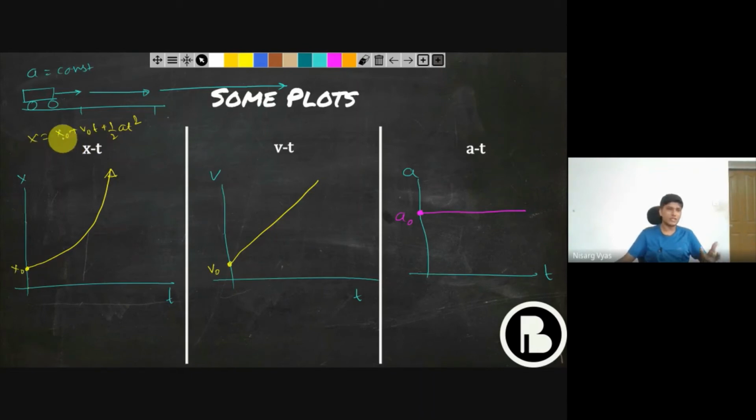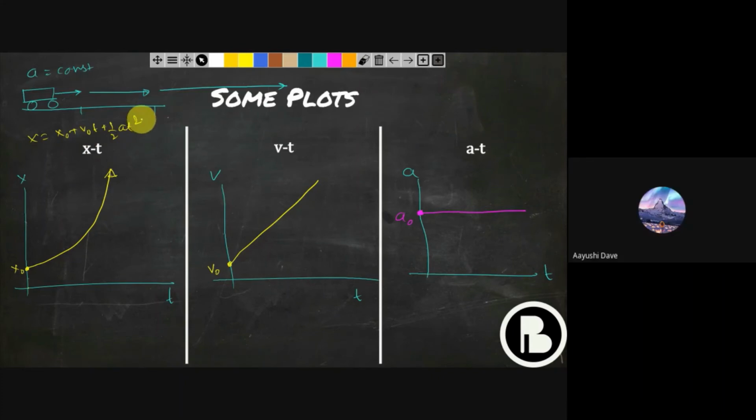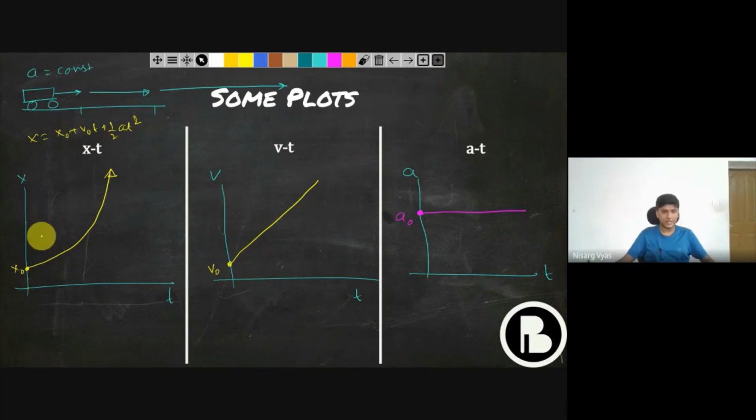Why is it parabolic? Because it is c plus bx plus ax squared. So that's why it has to be a parabolic curve. If acceleration is negative, it should be concave downwards. Great. So here we are assuming positive acceleration, and that's why all three are these plots. If we assume negative acceleration, then the velocity should decline continuously from v naught, and this should be concave downwards.